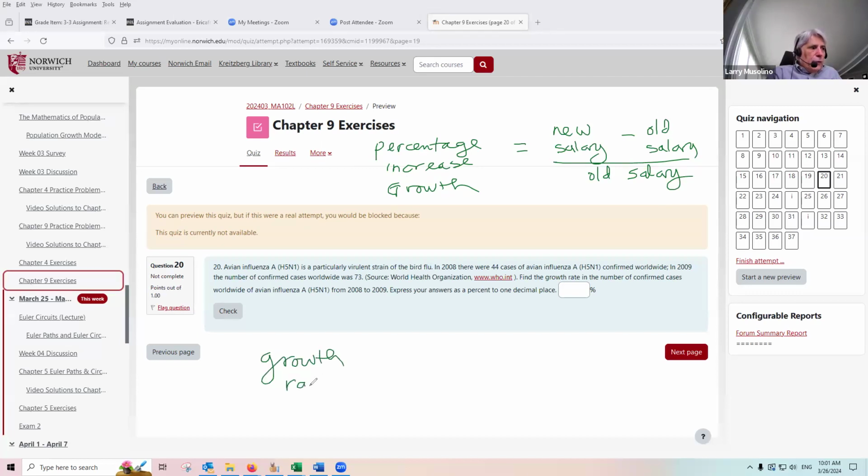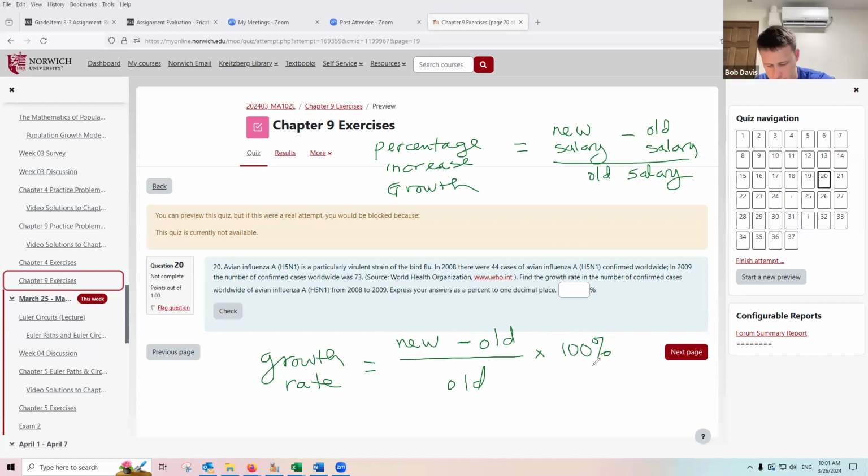Let me write the growth rate formula down here on the bottom. If you want to know the growth rate, you take the new value minus the old value, divided by the old value. And then usually we multiply by 100% because usually we want to convert this into a percentage.